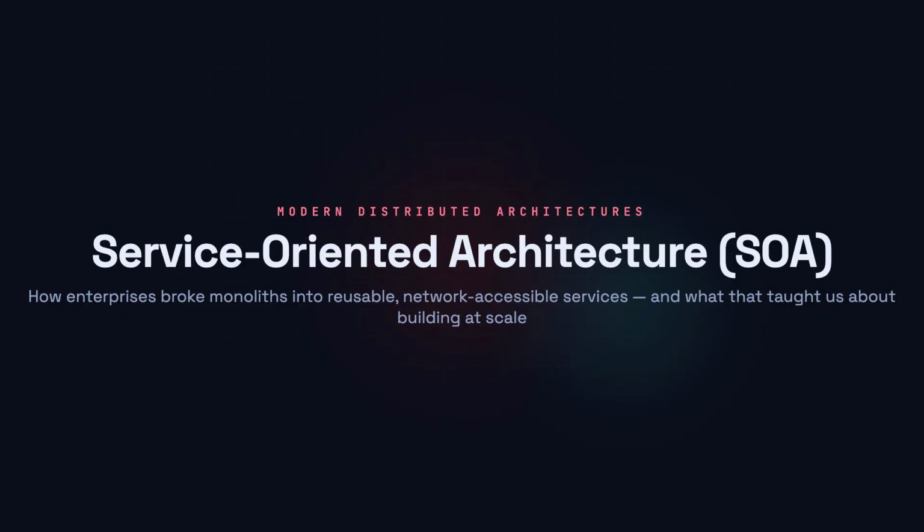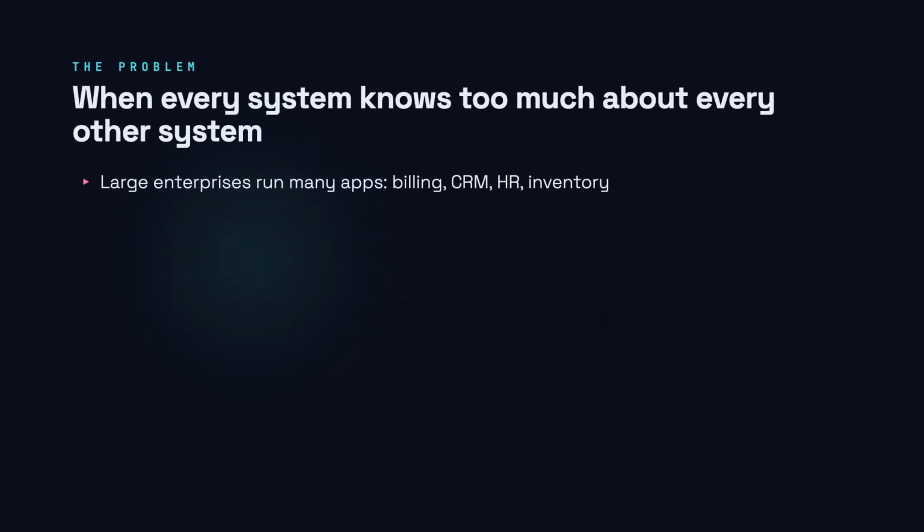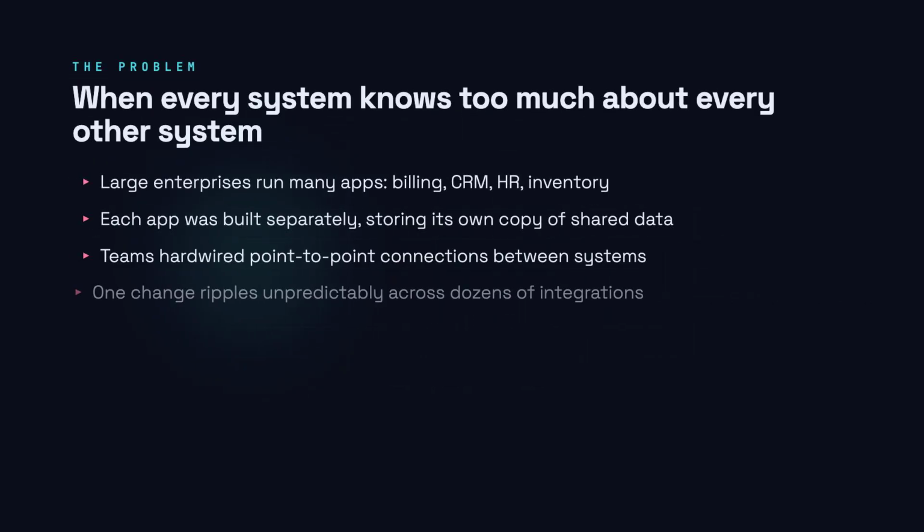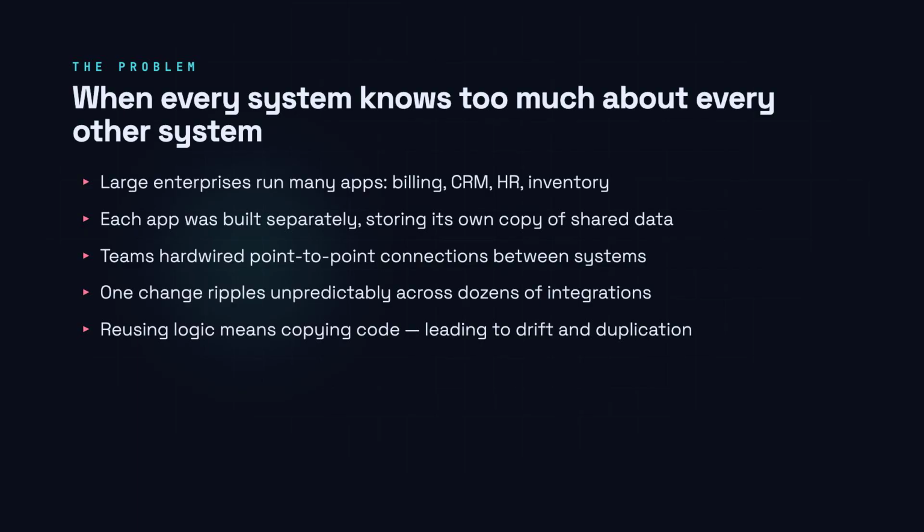Imagine a large company where the billing system, the customer portal, and the inventory tool were all built by different teams at different times. Over years, they end up directly calling each other through brittle, custom connections. When one system changes, 5 others break. And if 2 apps need the same business rule, each team just copies it, so the rule drifts out of sync. That is the pain SOA was designed to solve.